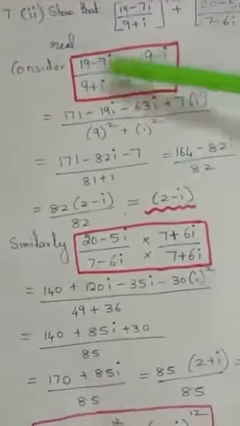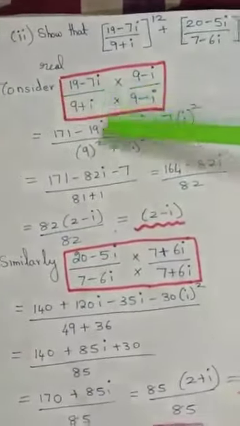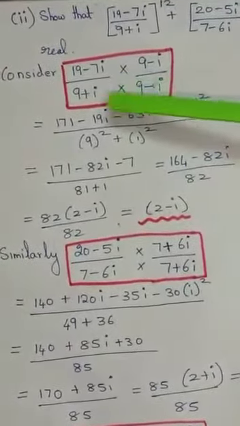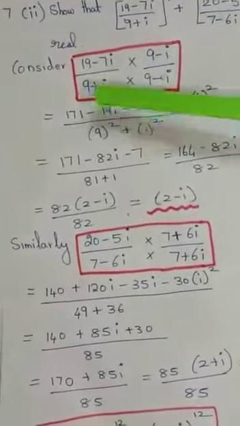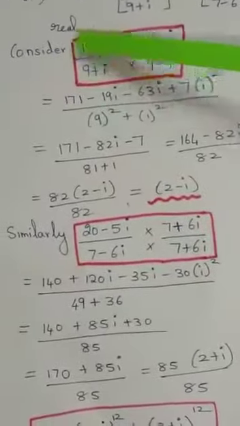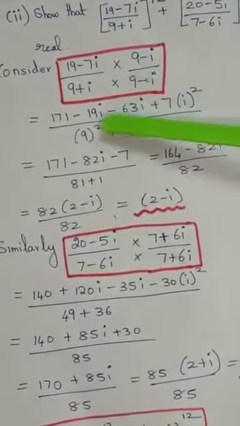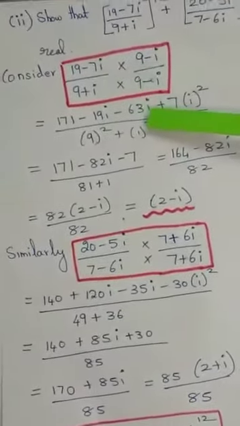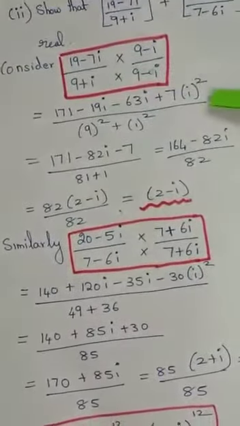Let me multiply with the conjugate. Why? I told you already. Whenever there is a complex number in the denominator, you should multiply with the conjugate of the denominator. So I am multiplying the numerator and denominator with the conjugate. So 9 + i means 9 − i. Now let me do the multiplication. 19 nines are 171. 19 into minus i, minus 19i. Minus 7i into 9, minus 63i. Minus into minus, plus 7i².